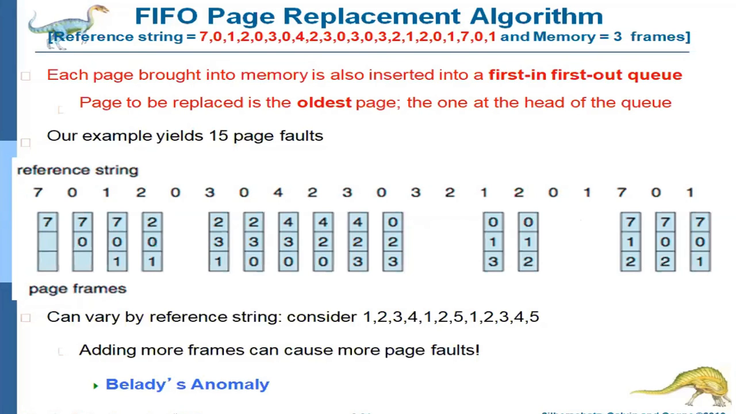page. So which value do you have to replace here? Which one is the oldest here? 0 is the oldest, right? 0 is the oldest. So instead of 0, we have to replace with 7. So 7, 1, 2. And again 0.